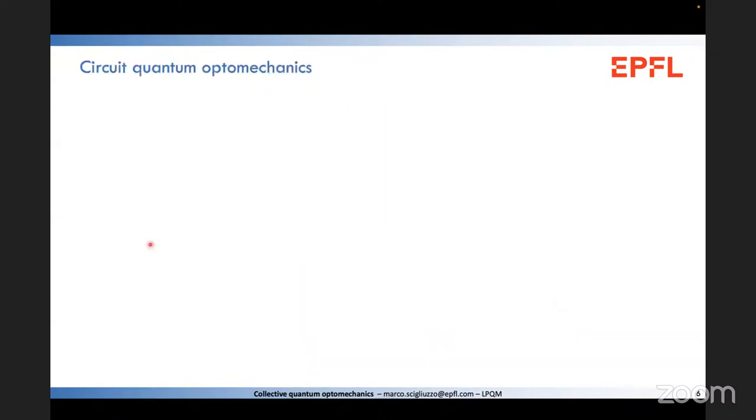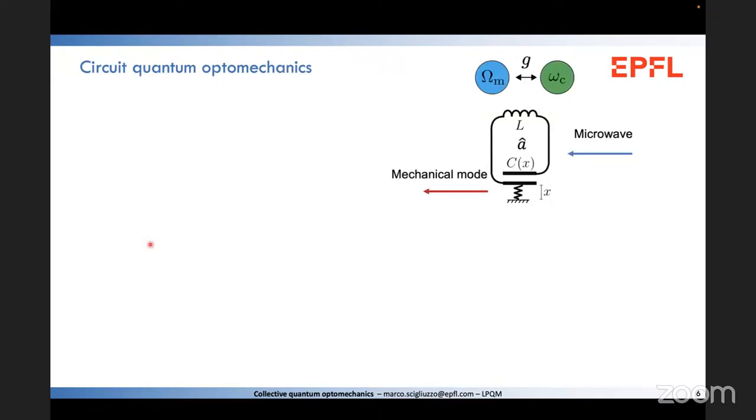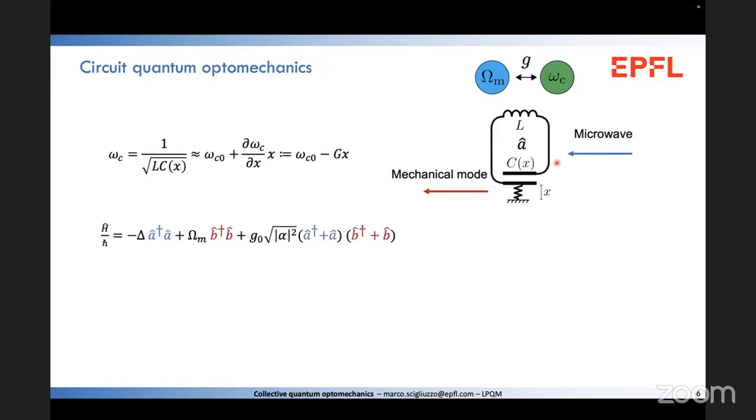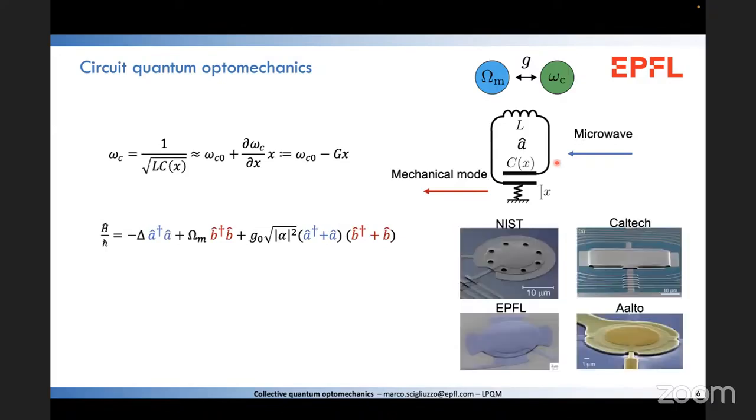But our platform is based on superconducting circuits, where now you replace the optical cavity by an LC circuit. And in this LC circuit, you have a capacitor of which one of the plates that form the parallel plate capacitor is mechanically compliant. So it's basically free to oscillate. And the physics is exactly the same. You get this optomechanical interaction. And the system is very widespread and has been very successful.